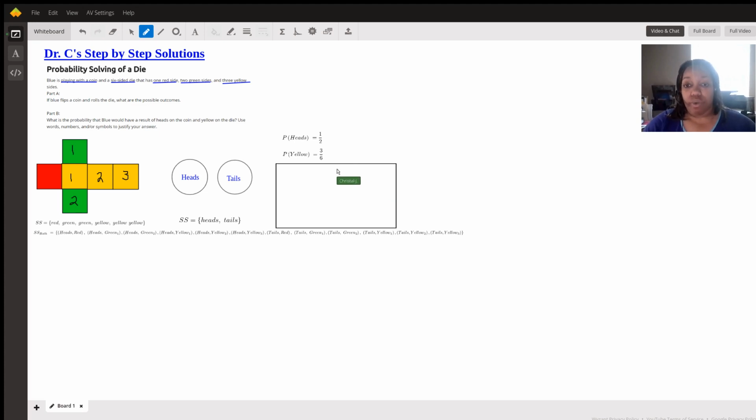And then, so we know that if we did both, and we did the probability of heads and yellow, it would be 1 out of 2 times 3 out of 6. So if we multiplied these two together, we would get 3 out of 12, which would give us 1 out of 4. So that is our answer. Those are the two ways that we could have solved for this.